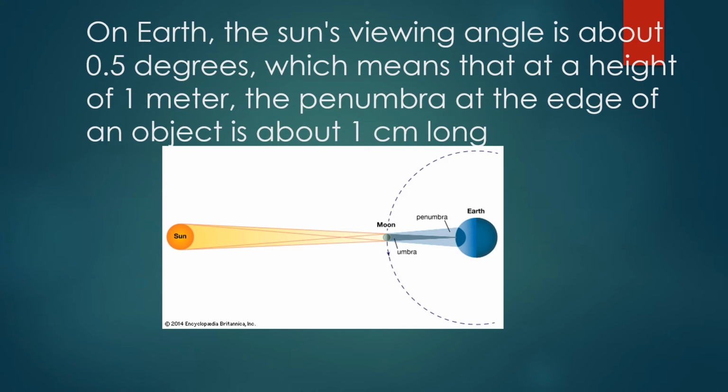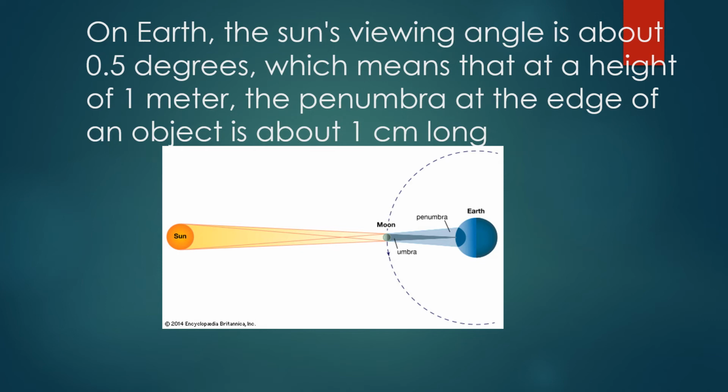Then it can be calculated that the radius of the penumbra of an object 1 meter above the ground is about 0.8 centimeter, which is very close to 1 centimeter. So it is hard not to suspect that the attraction of shadow is related to the penumbra.